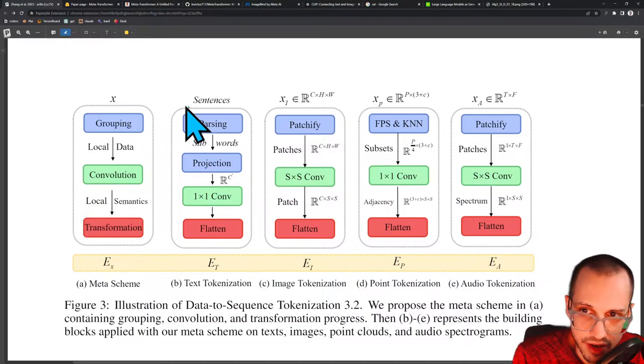Okay, so this is how every single one of these data modalities is being consumed. Here you have images, x_i, you have point clouds, and then what is A? Audio. "We propose the meta scheme containing grouping. The B to E represents the building blocks applied to our meta scheme of texts, images, point clouds, and audio spectrograms."